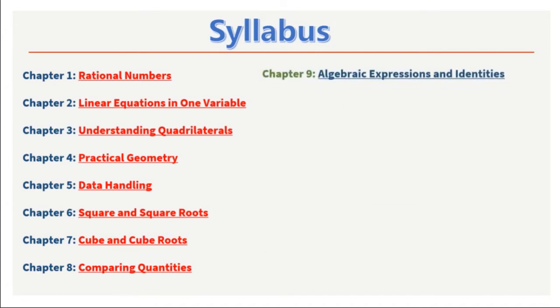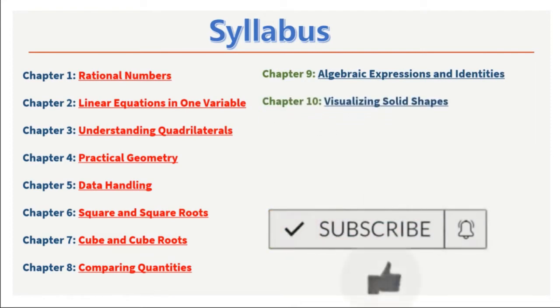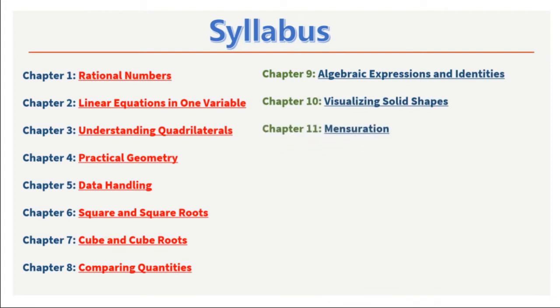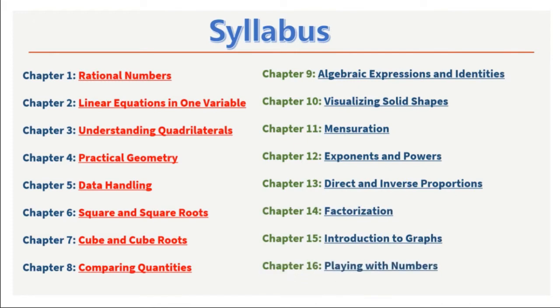In continuation, chapter 9, algebraic expressions and identities. Chapter 10, visualizing solid shapes. Chapter 11, mensuration. Chapter 12, exponents and powers. Chapter 13, direct and inverse proportions. Chapter 14, factorization. Chapter 15, introduction to graphs. And chapter 16, playing with numbers. These chapters 9 to 16 along with a few chapters of the first term, chapter 2, linear equation in one variable, and chapter 8, comparing quantities, will be there in the session ending examination.